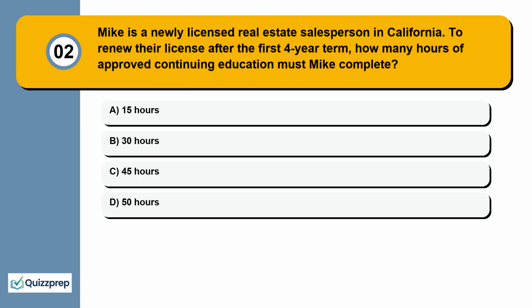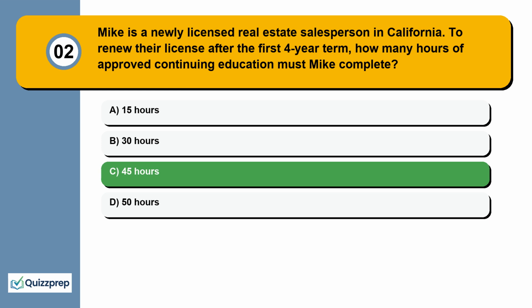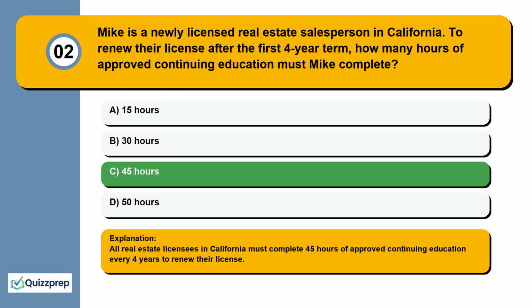Question 2. Mike is a newly licensed real estate salesperson in California. To renew their license after the first 4-year term, how many hours of approved continuing education must Mike complete? 15 hours, 30 hours, 45 hours, 50 hours. All real estate licensees in California must complete 45 hours of approved continuing education every 4 years to renew their license.